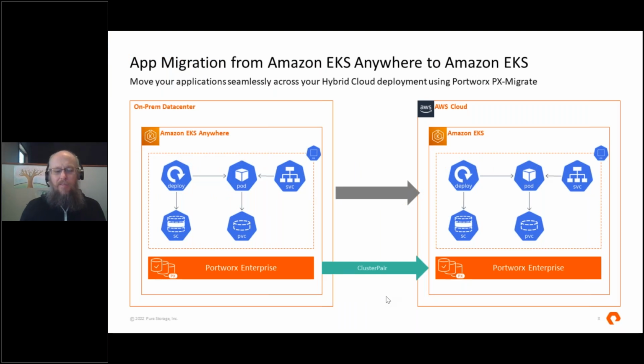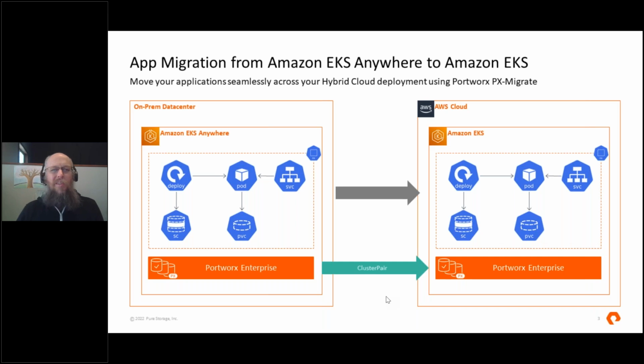So now that we have Portworx installed on our EKS Anywhere cluster, and we've got another cluster out in the cloud on AWS that we're going to use, we're going to install an application within that on-prem data center EKS Anywhere cluster, and we're actually going to migrate the full namespace, and that includes all of the pods, any services, the PVCs, the stateful set and the deployment over to the EKS cluster that's actually running in the public cloud.